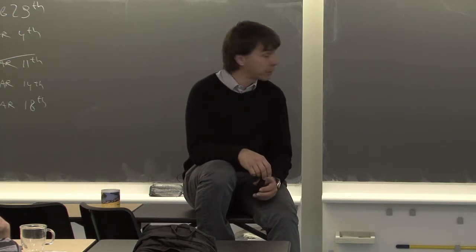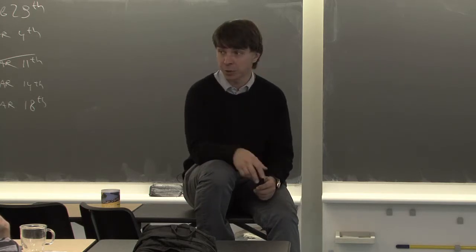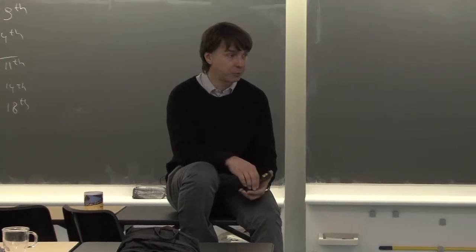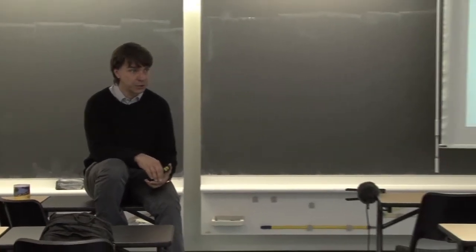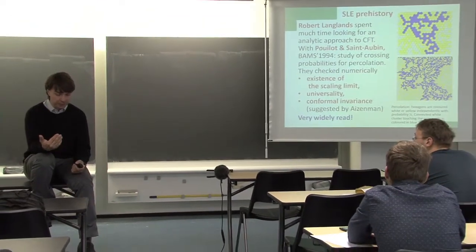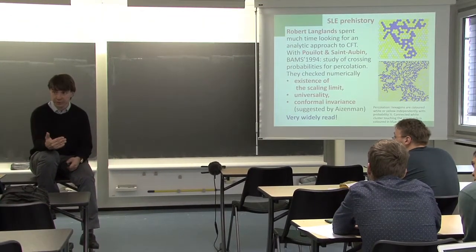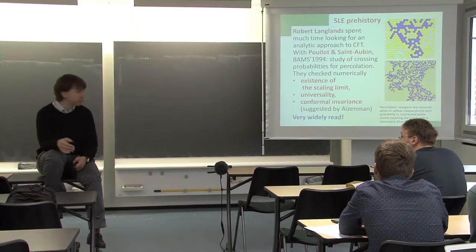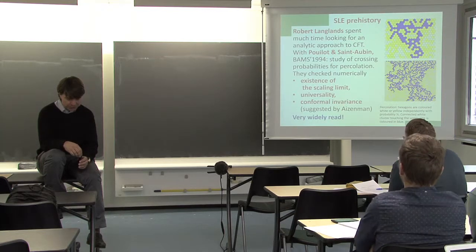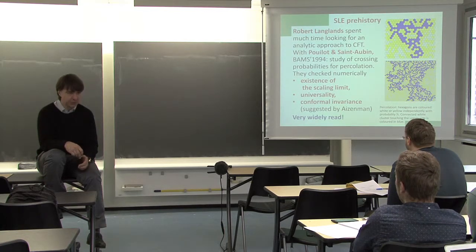Robert Langlands, of Langlands program fame, at one point decided to formulate a similar program for understanding field theories. He decided to start with conformal field theory and try to cut it into blocks which can be attacked mathematically. First, formulate some mathematical conjecture. He wrote half a dozen papers with different co-authors, and in the Bulletin of the AMS, they published with Pouliot and Saint-Aubin a very influential paper, which is very unusual for a mathematician's paper. It's 80 pages, not a single theorem, only computer experiments.